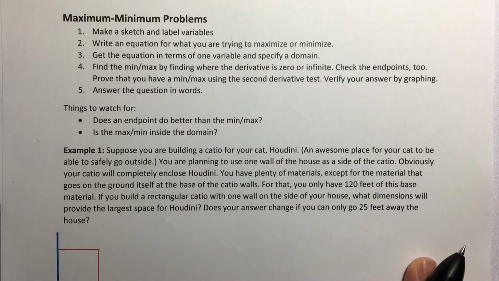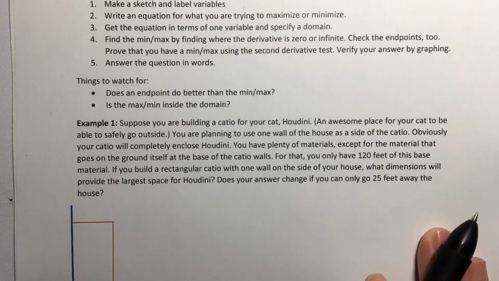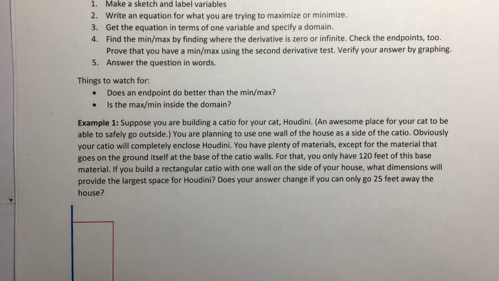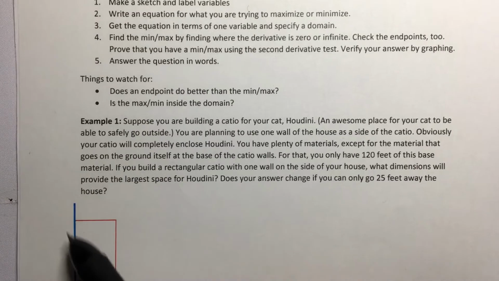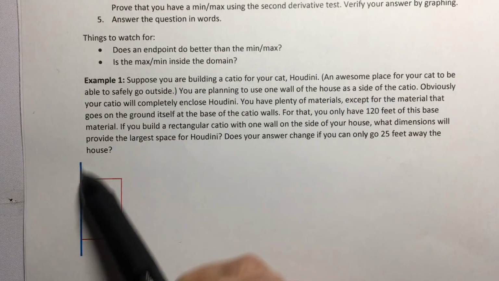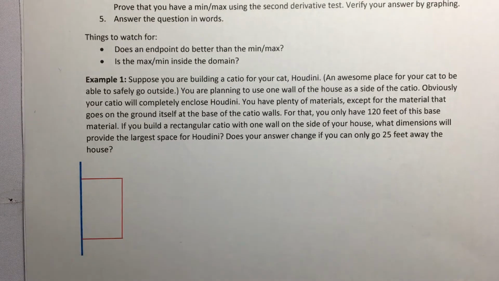So suppose you are building a catio for your cat Houdini. Catio is an awesome place for your cat to be able to go safely outside. Of course, everybody knows that. You're planning to use one wall of the house as the side of the catio. So like that blue line is the wall of the house.